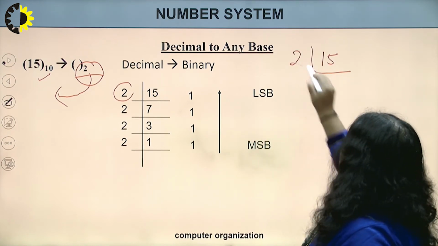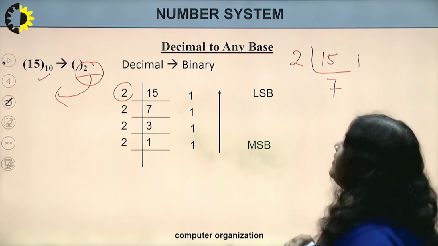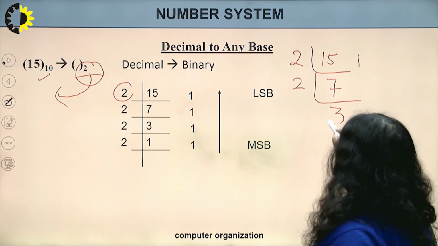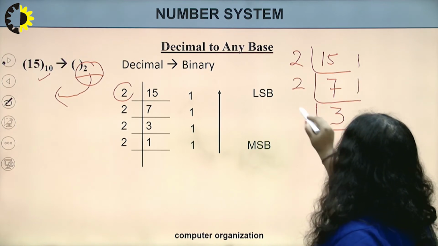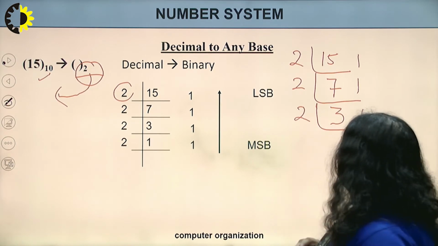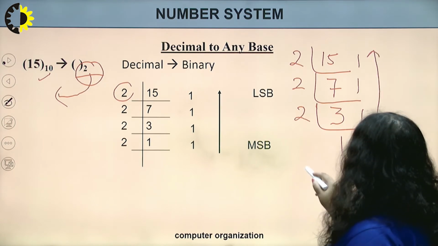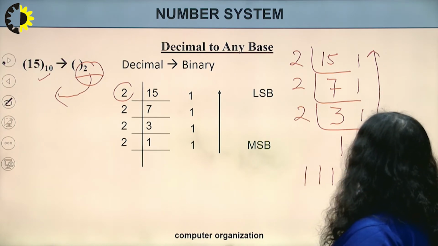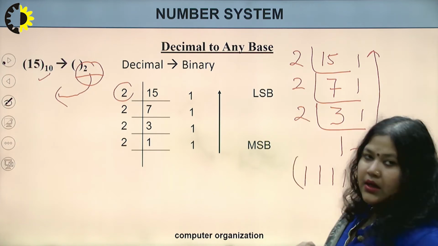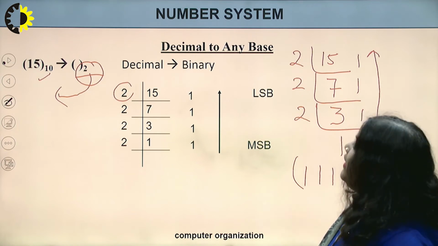Just divide by 2. 2 7s are 14, now the remainder is 1. Again, 2 3s are 6, remainder is 1. 2 1s are 2, remainder is 1. So the corresponding answer, from MSB to LSB, is 1111 base 2. So this is the answer. This is basically decimal to binary base. Decimal to any base we have to convert.